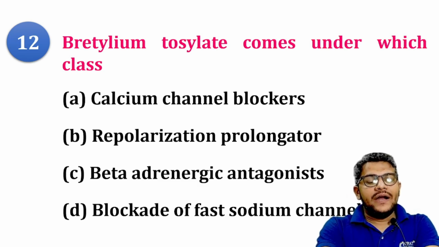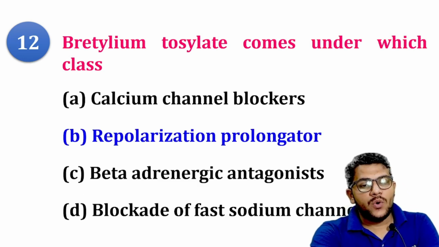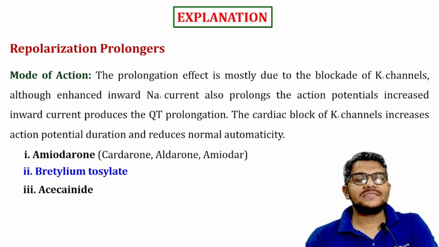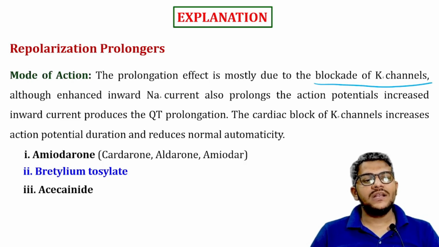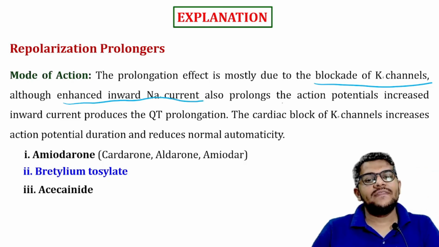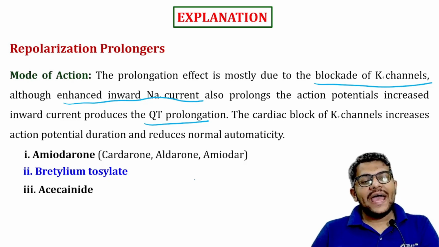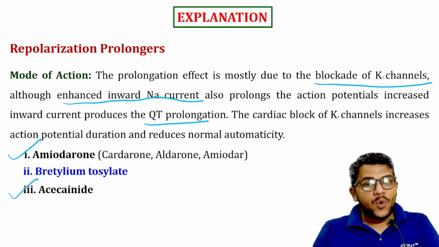Ibutilide fumarate comes under which class? It is a repolarization prolonger. So ibutilide belongs to the same class as amiodarone, and their mode of action is that they block the potassium channel, although they also enhance the inward sodium current that produces the action potential, which can lead to QT prolongation. So QT prolongation is a side effect of ibutilide, as well as of the drug from the same category, amiodarone, and after that we have sotalol. Amiodarone is a very broad spectrum antiarrhythmic drug.